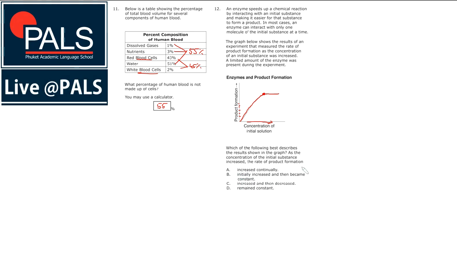So the rate of product formation increases continually. That would just be a straight line like this. So that's not the case. Initially increased and then became constant. Yes, initially increased and then became constant. Increased and then decreased. No, it did not go down again. It remained constant. No, we have a change. So E is the correct answer.